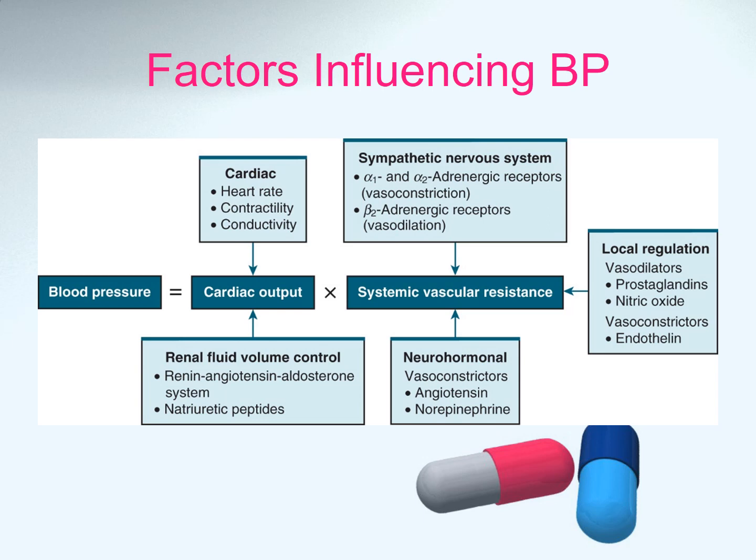Long-term mechanisms include renal and hormonal processes that regulate arterial resistance and blood volume. In a healthy person, these regulatory mechanisms function in response to the demands of the body. Each mechanism is more fully described as we go on with this presentation.